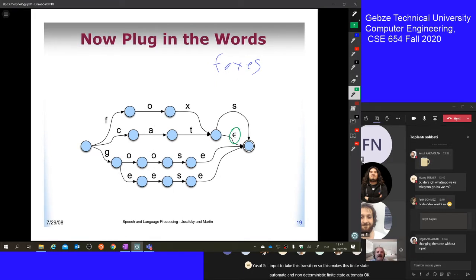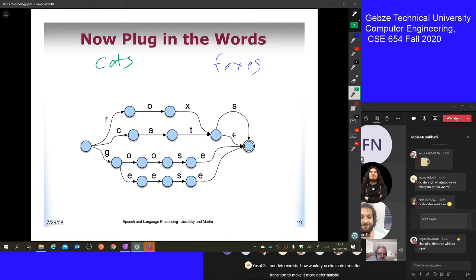If somebody tells me that I have cats, I come here, I see C here, A, then T there, and I can choose this one because I don't need to see an input, and I come to this accept state, but I have one S remaining. That's not a good state then. Then I need to go back and follow the other path in order to accept this cats string. So that's the empty transition that makes this finite state automata non-deterministic. How would you eliminate this empty transition to make it more deterministic?